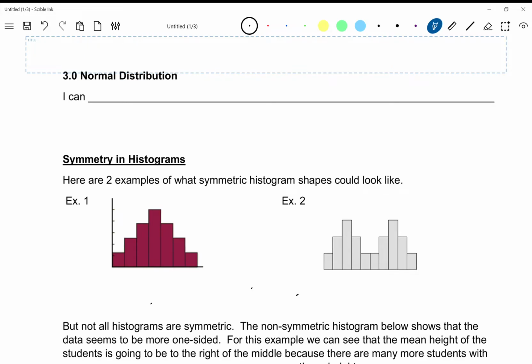Welcome to distributions. Distributions essentially are just different kinds of histograms, but they're called distributions. So our I can statement for today is going to be that I can analyze and identify distributions.